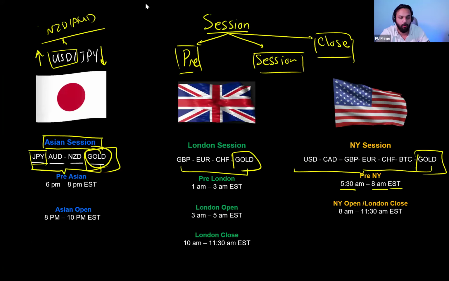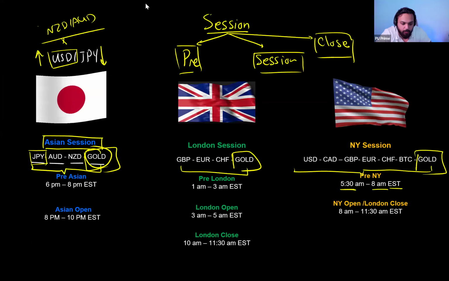You didn't mention oil in any of the sessions. Which session is good for it? Oil can be traded at any session. However, oil is mostly active in the New York session, but it depends. It can be very active in the Tokyo session if there's a geopolitical event.